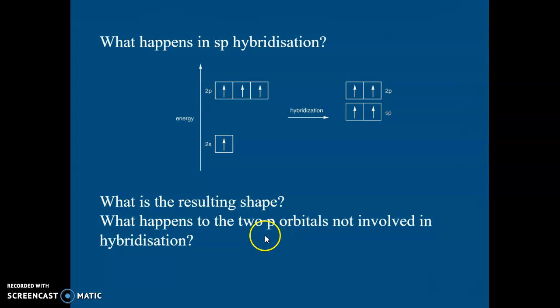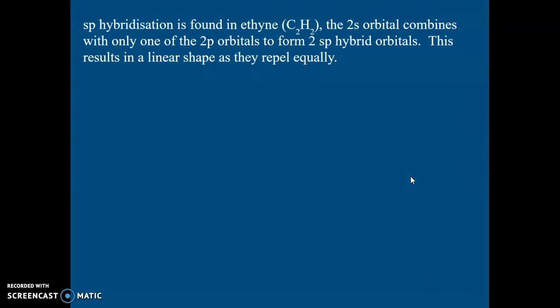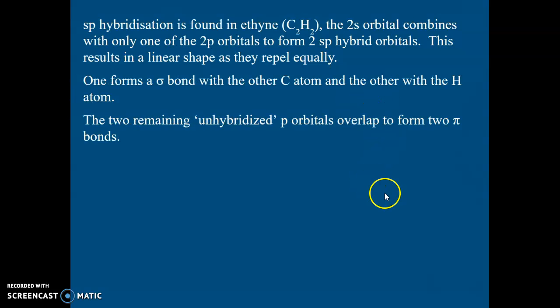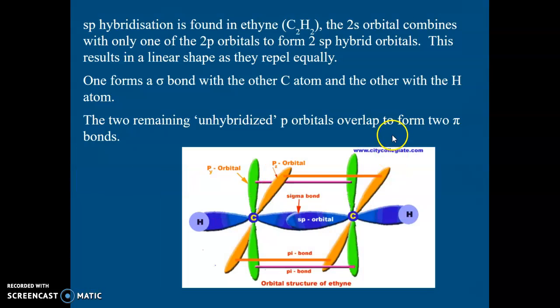And what happens to those 2 p orbitals not involved in hybridization? Well, they go on to form pi bonds. And the key example here is ethine, C2H2. Again, just draw yourself a quick Lewis structure to remind yourself what it looks like. So we get 2 sp hybrid orbitals, resulting in a linear shape because they repel each other equally. And then we've got the 2 spare unhybridized p orbitals that form 2 pi bonds.